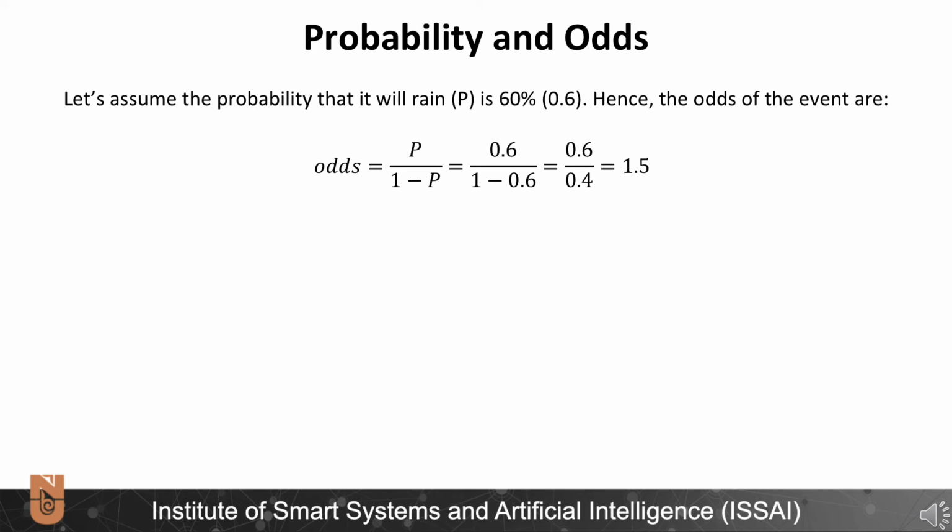Let's assume the probability that it will rain is 60%. Hence, the odds of the event are p divided by 1 minus p, which is 0.6 divided by 1 minus 0.6. Hence, odds is equal to 1.5.